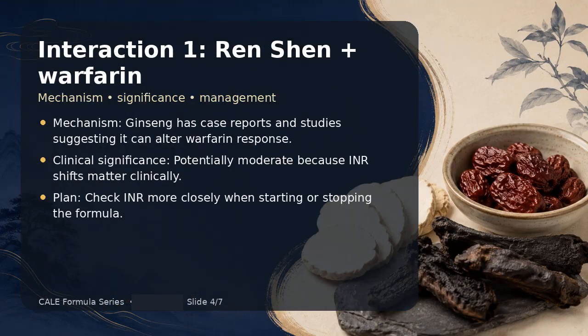Interaction 1 is Ren Shen plus warfarin. The mechanism is that ginseng has case reports and studies suggesting it can alter warfarin response. The clinical significance is potentially moderate because INR shifts matter clinically. My management plan is check INR more closely when starting or stopping the formula.